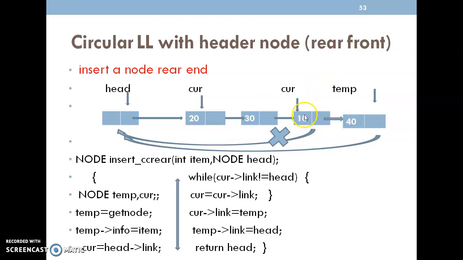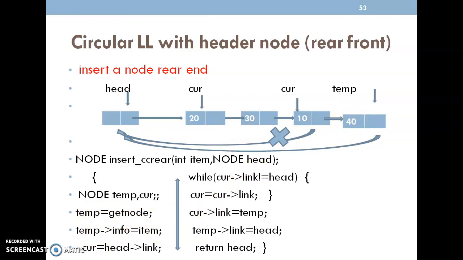Earlier this last node contains the address of the first node. We have to remove this. In place of that, I have to provide the link from here where the temp pointer link equal to head. That becomes the last node. Then we'll see step by step. Temp equal to get node. This node is created. Then temp pointer info equal to item.